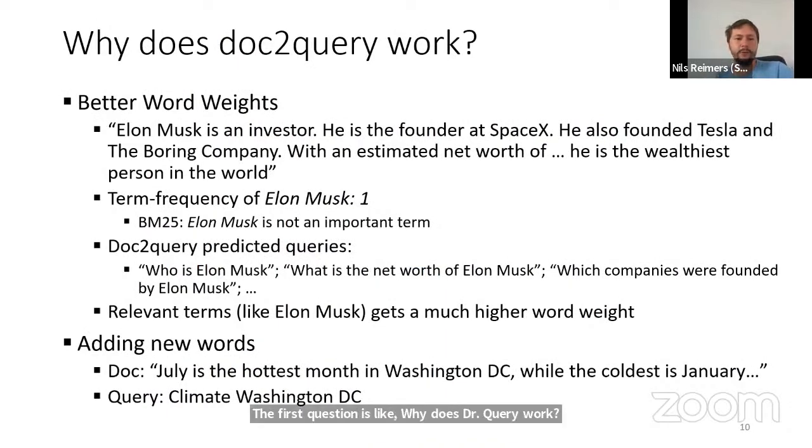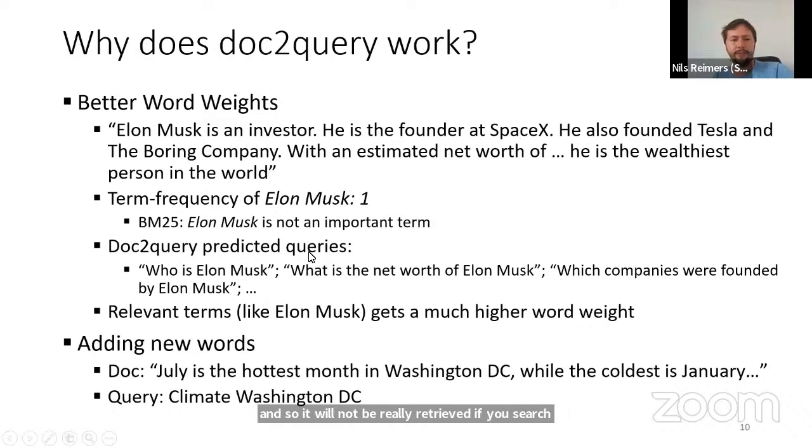First, it creates better word weights. An issue with lexical search is that the term frequency is not always the best estimator of how relevant a term is. For example, from Wikipedia, you have a passage: Elon Musk is an investor. He's the founder of SpaceX. He also founded Tesla and the Boring Company, with an estimated net worth of, he's the wealthiest person in the world. If you check BM25 TF-IDF, the term frequency for Elon Musk is 1. It only appears once, so it's not a really important word according to BM25, and it will not really be retrieved if you search for Elon Musk.